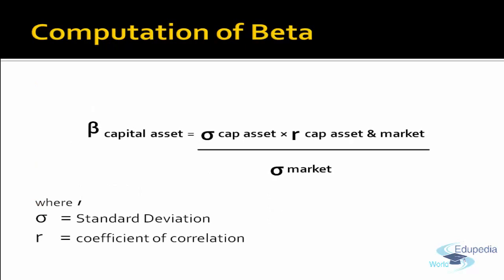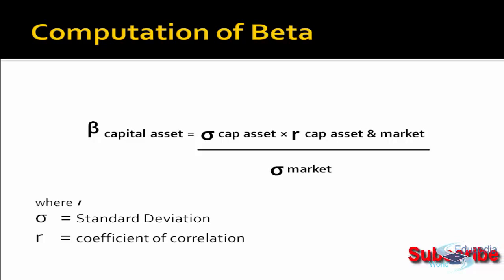Okay, how do we actually compute this beta? Beta of a capital asset is equal to the standard deviation of the capital asset divided by the standard deviation of the market, multiplied by the correlation of the capital asset and the market. This is something from class 11th, 12th statistics and mathematics: standard deviation, correlation. I'm just giving you a brief because we are going to discuss it in detail in the portfolio chapter.